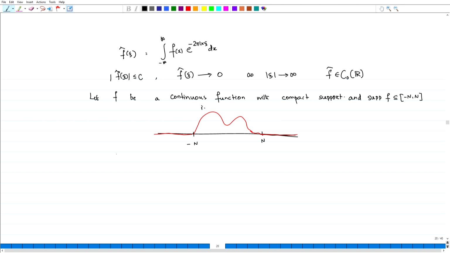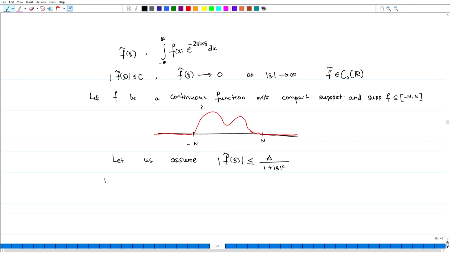So, let us assume that f hat of xi is less than or equal to some constant over 1 plus mod xi square. That means, f being a continuous function obviously has moderate decay, and on top of that we are assuming that f hat also has moderate decay.